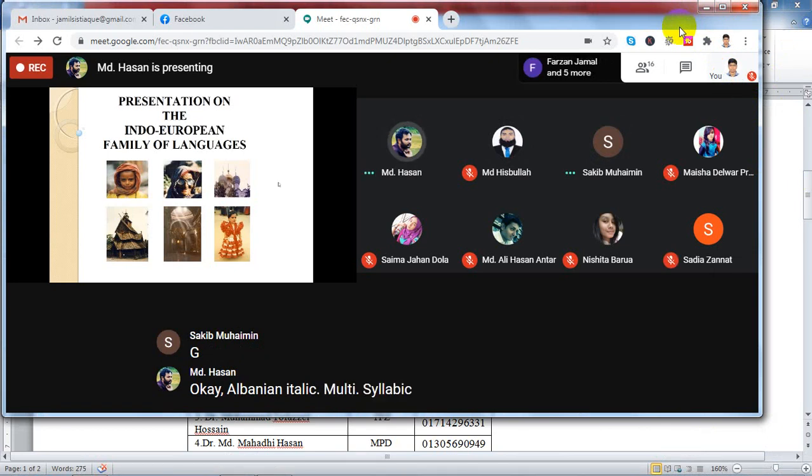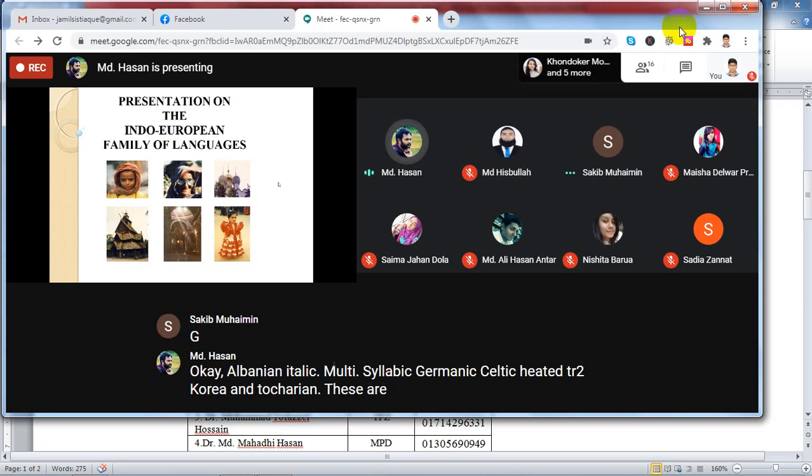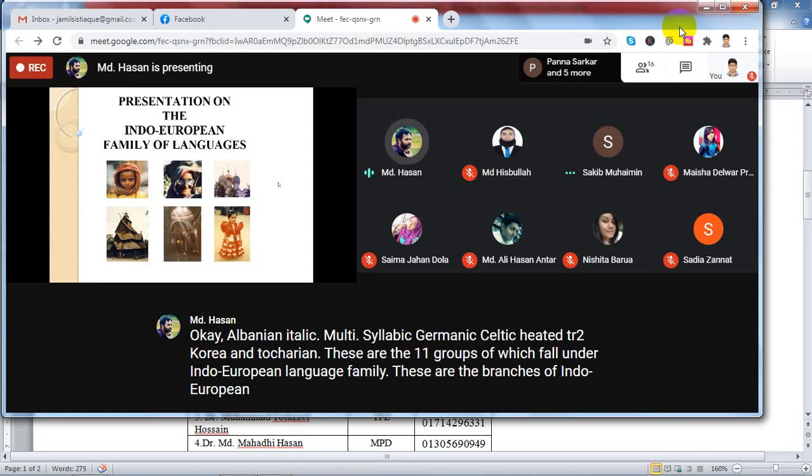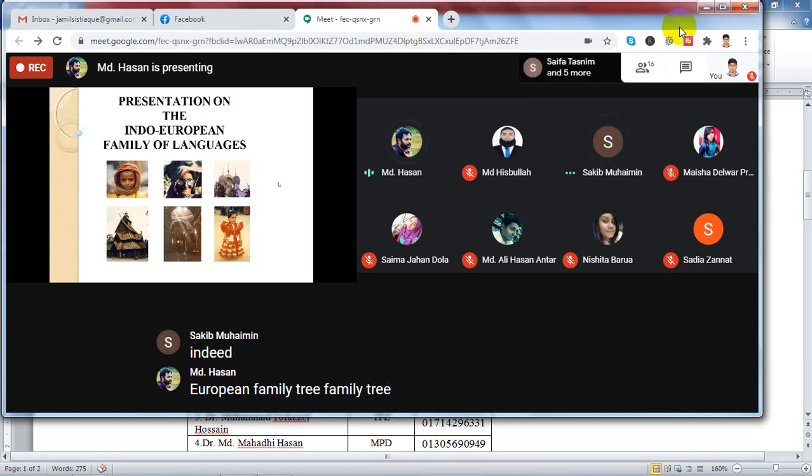Then Albanian, Italic, Balto-Slavic, Germanic, Celtic, Hittite, Tocharian. These are the 11 groups which fall under the Indo-European language family. These are the branches of the Indo-European family tree. We shall look briefly at each. Okay. So let us see.